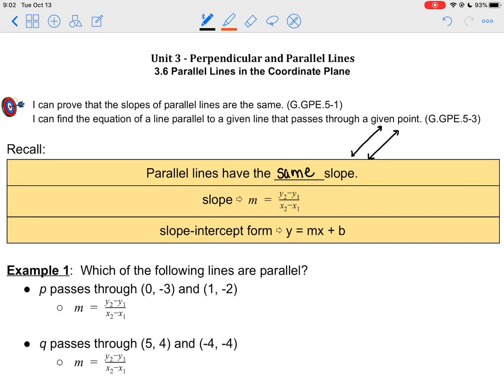So we're going to use that slope formula that we talked about in the previous lesson. And that's going to be the change of y over change of x. So y2 minus y1 over x2 minus x1, and that's based on two ordered pairs. And we're also going to be using slope-intercept form of a line, which is y equals mx plus b.